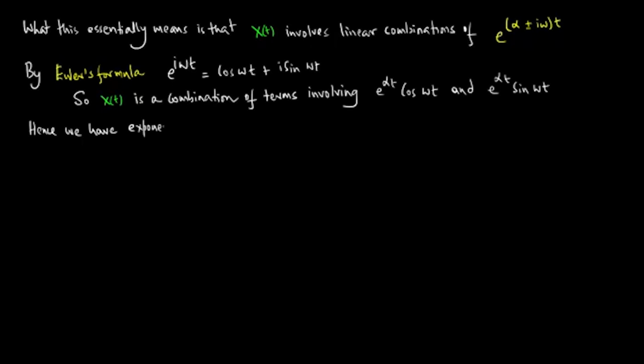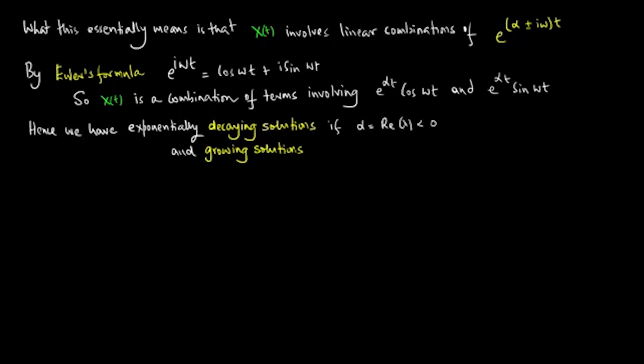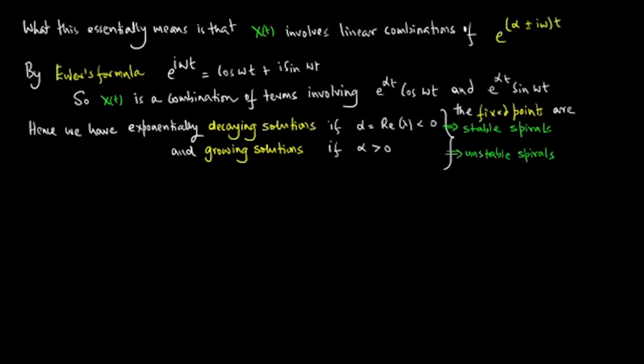Hence we have exponentially decaying solutions if alpha, which is the real part of lambda, is less than 0, and growing solutions if alpha is greater than 0. So the fixed points are stable spirals if alpha is less than 0 and unstable spirals if alpha is greater than 0.